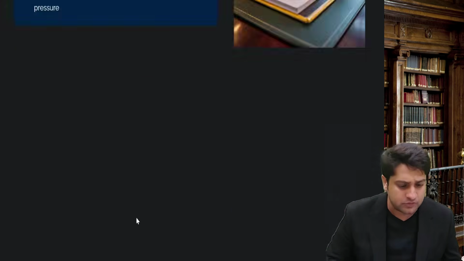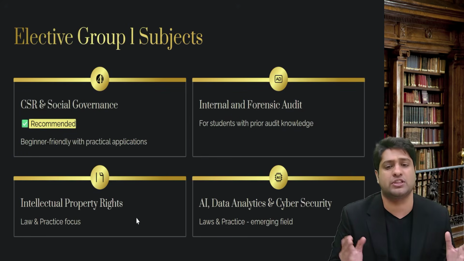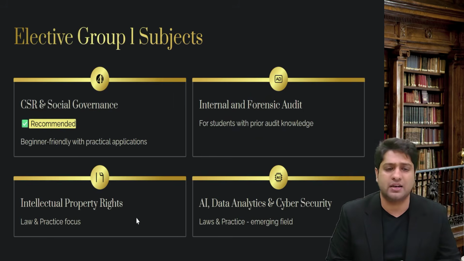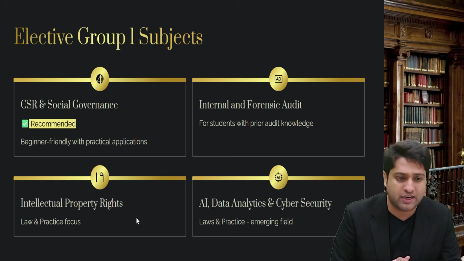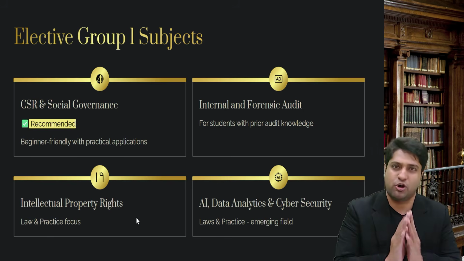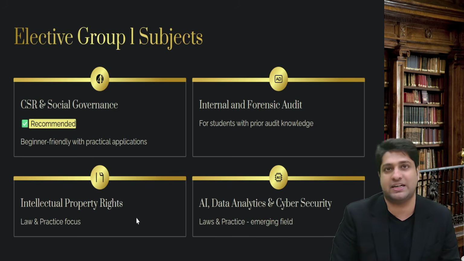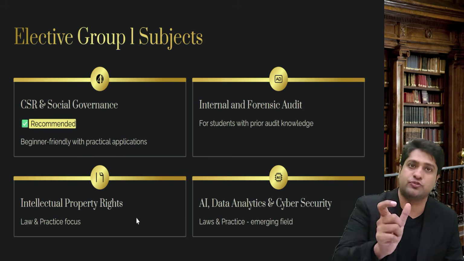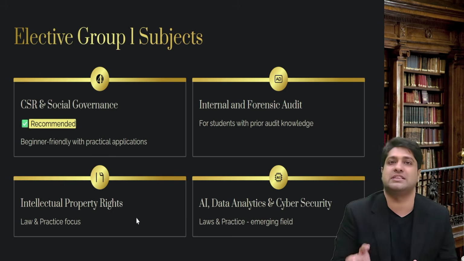Okay. So let's see which all open book subjects you have for the CS professional new syllabus. There are four papers: CSR, forensic audit, IPR and data analytics. I am well versed with all the four subjects. But let me tell you which subject is recommended for group 1, and I will also tell you the logic. You should go for CSR.